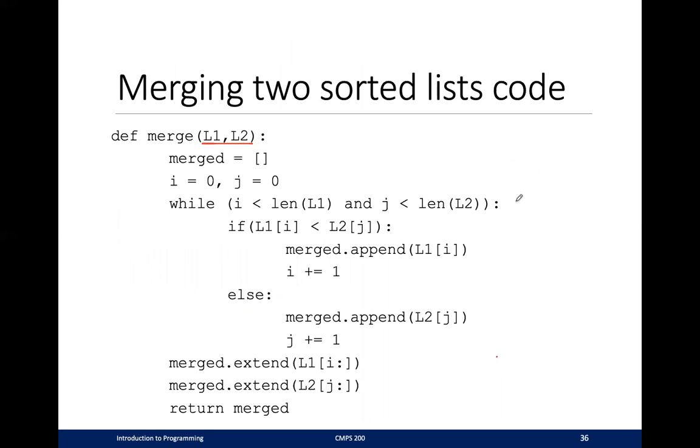How many times does this loop run? In the worst case, what is the maximum number of times this loop would run? That's really the most expensive operation. When do I exit this loop? Again, this loop is going over these two lists in parallel, and it only stops once I finish one of the lists. So minimum or maximum?